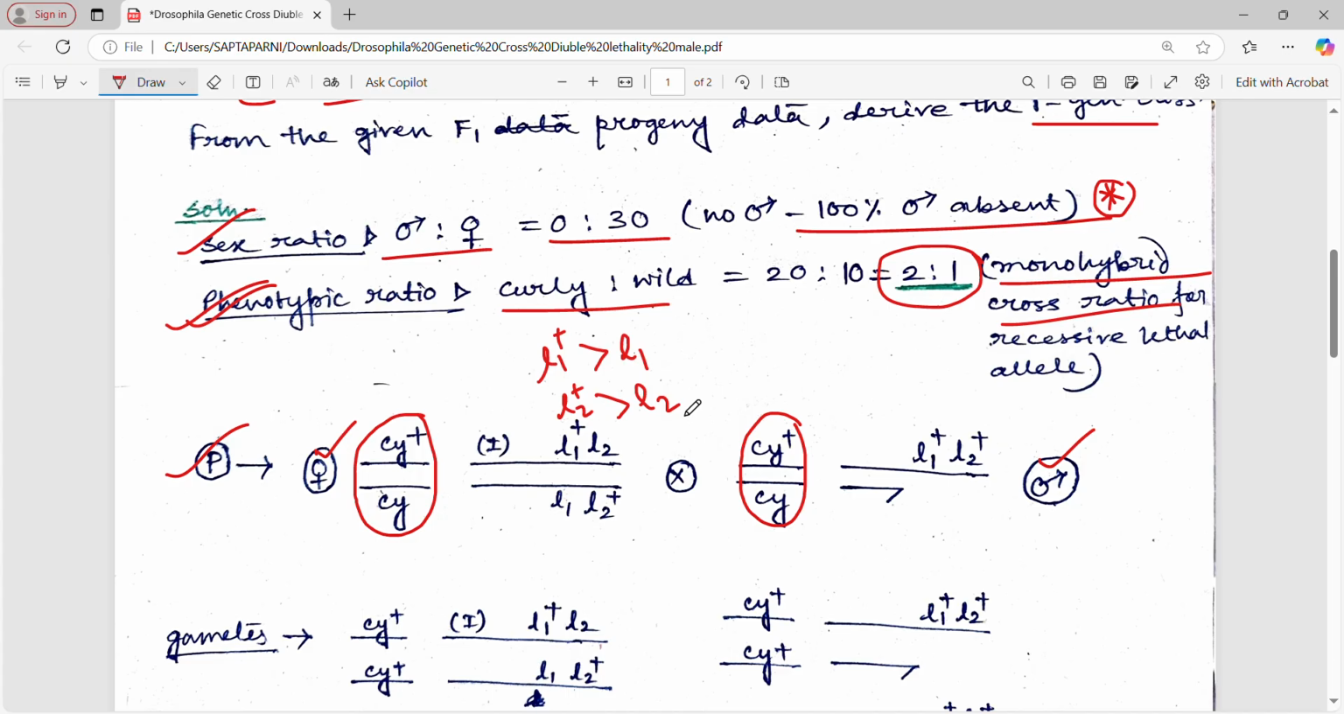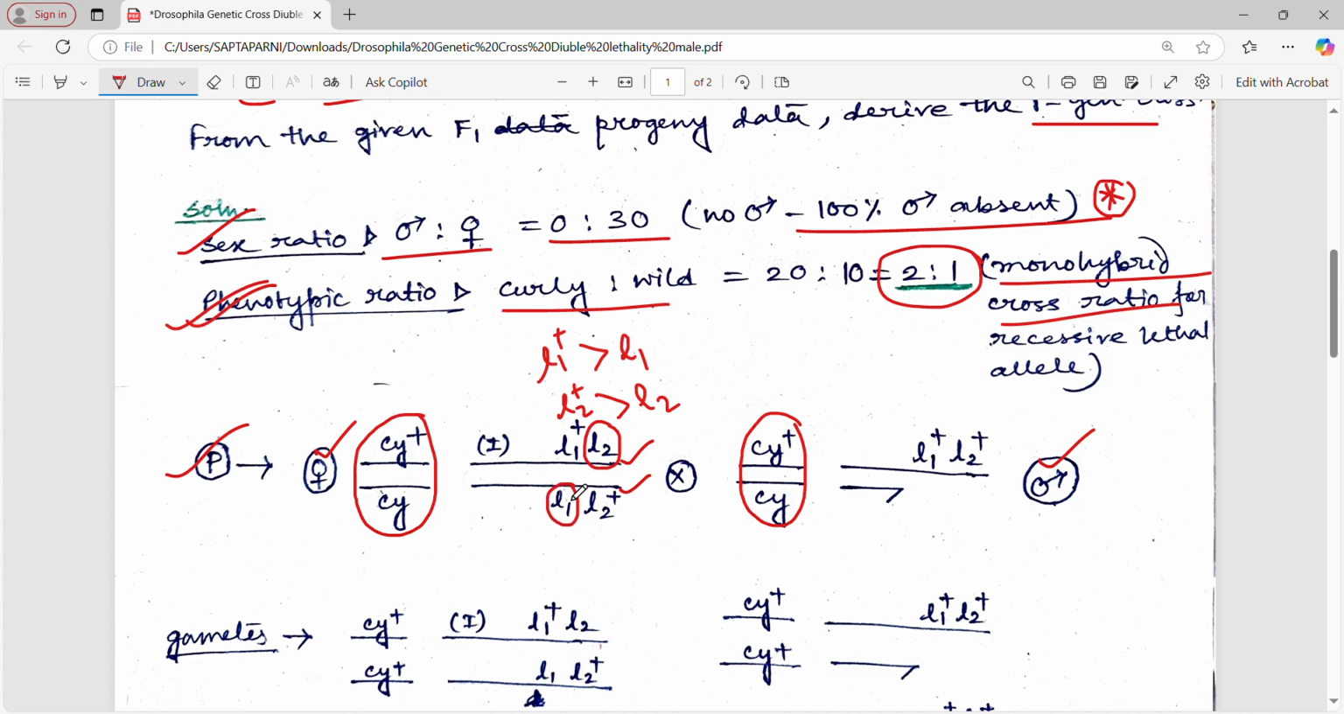Okay, what is that? See here. First of all, I have taken the two X chromosomes of the mother. One is with L1 plus and L2. Here L2 is the mutant form of the lethal allele, and on the other homologue I have taken L1 and L2 plus. Here L1 has the mutant form.